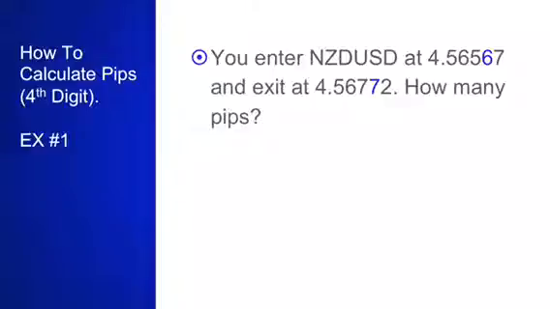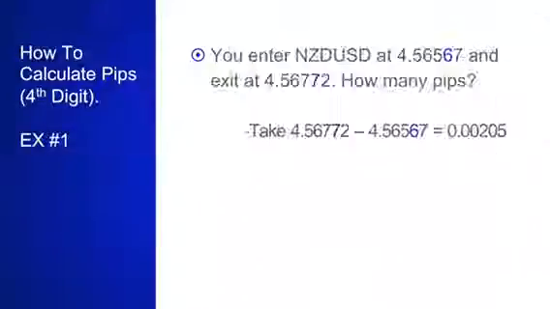How do you actually calculate them? Remember, the pip is the fourth digit. So here's an example. Here's a scenario. You enter NZD/USD at 4.56567 and exit at 4.56772. How many pips did you gain or lose? And first of all, pay attention. Notice which numbers are the pips position. Make sure you pay attention to that, because you're going to want to subtract these numbers, but you have to know which one is the pip, which one is the one that has your focus.